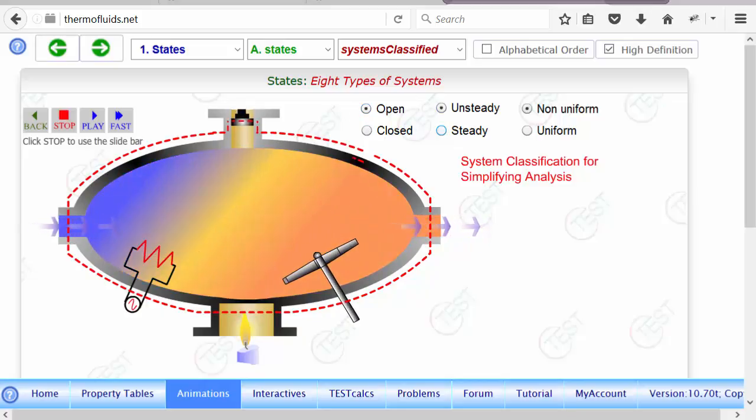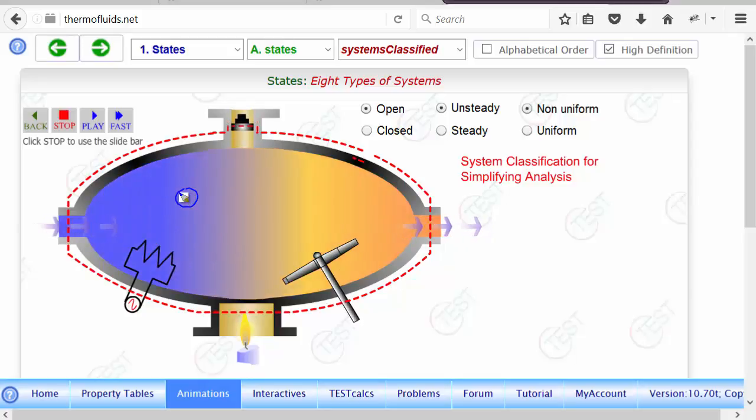To understand unsteady versus steady, what you do is pick a local system anywhere you want. And if you find that the state of the local system is not changing with time, then it will be a steady system. So it has to be true for any given point.